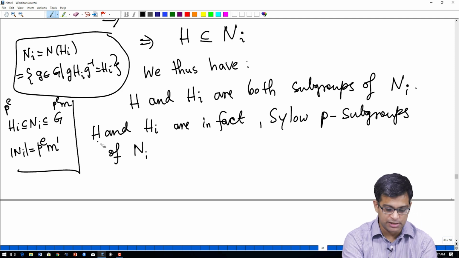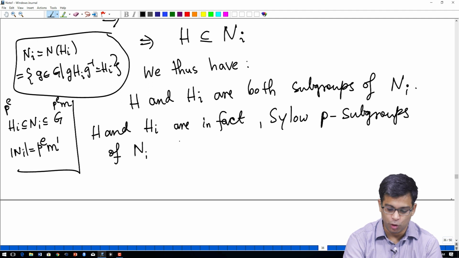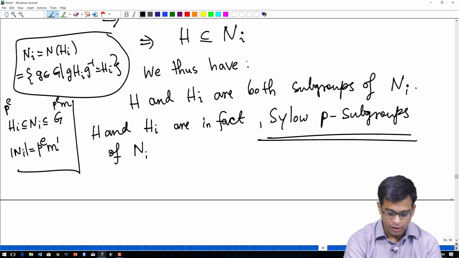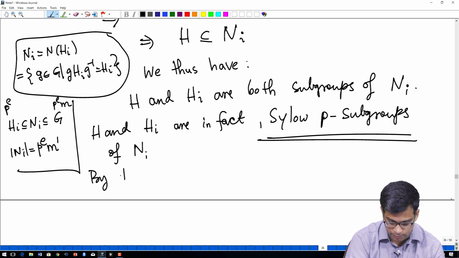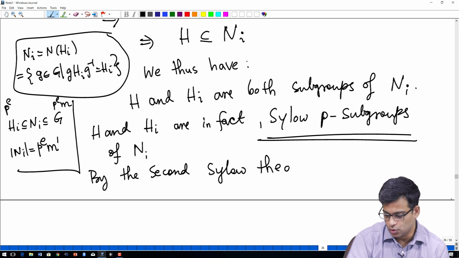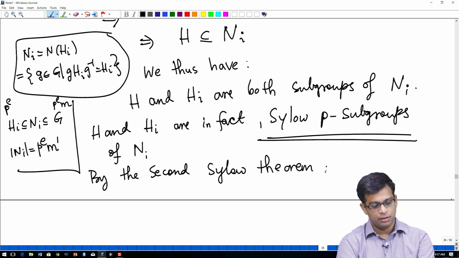H and H_i, remember, are subgroups of order p^i. They are both subgroups of N_i and they both have order p^i. So they are both Sylow p-subgroups of N_i. So, by the second Sylow theorem, just to repeat, the largest power of p that appears in the order of N_i is also p^i.